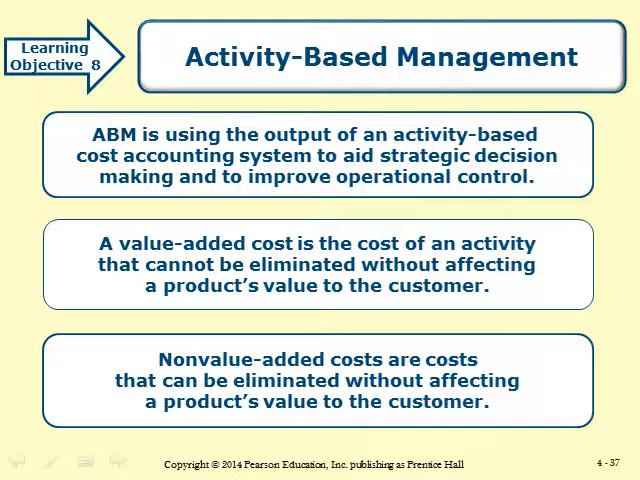Activity-based management, or ABM, is using the output of the activity-based cost accounting system to aid strategic decision-making and to improve operational control of an organization. One of the most useful applications of ABM is distinguishing between value-added and non-value-added costs. A value-added cost is the cost of an activity that a company cannot eliminate without affecting a product's value to the customer. Value-added costs are necessary as long as the activity that drives such cost is performed efficiently.